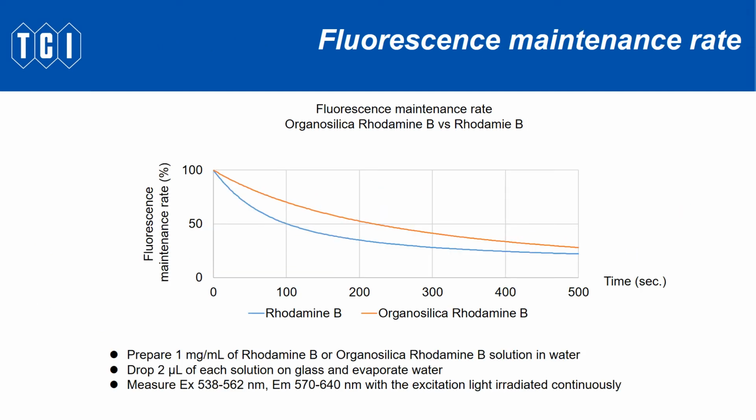This figure is the fluorescence maintenance rate of organosilica Rhodamine B versus Rhodamine B. The method is the following. Prepare 1 mg per milliliter of Rhodamine B or organosilica Rhodamine B solution in water. Drop 2 microliters of each solution on glass and evaporate the water. Measure excitation between 538 and 562 nanometer wavelengths, emission between 570 and 640 nanometer wavelengths, with the excitation light irradiated continuously. According to the figure, organosilica Rhodamine B is superior to Rhodamine B in fluorescence maintenance rate.